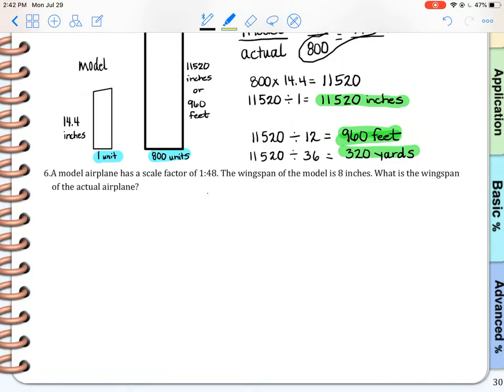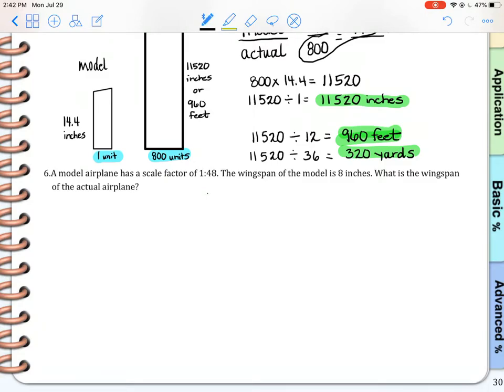A model airplane has a scale factor of 1 to 48. The wingspan of the model is 8 inches. What is the wingspan of the actual airplane?